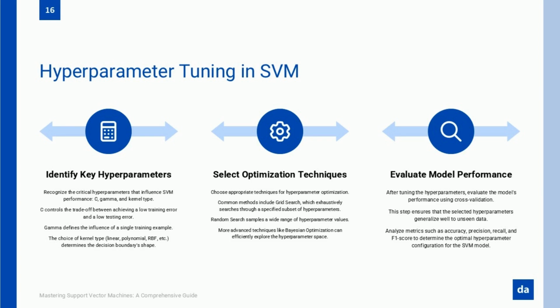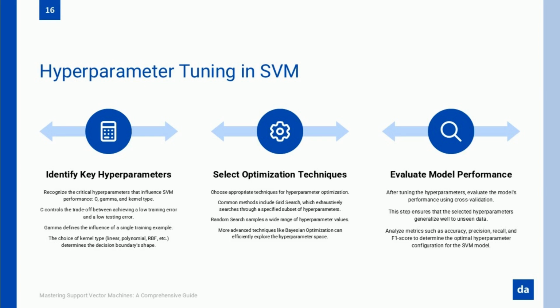Random search. Instead of testing every possible combination, random search picks random values within a range. It's faster than grid search and often finds near optimal values with less computation. Bayesian optimization, a more advanced technique that intelligently selects hyperparameter values based on past performance, gradually improving efficiency and accuracy.